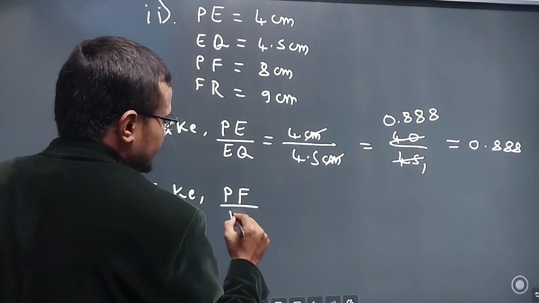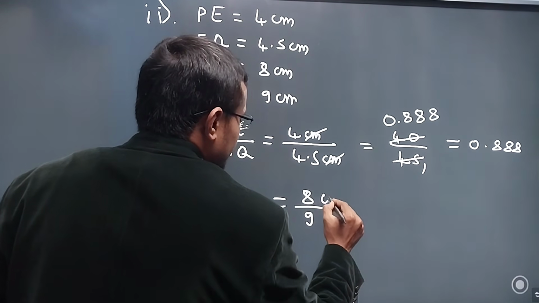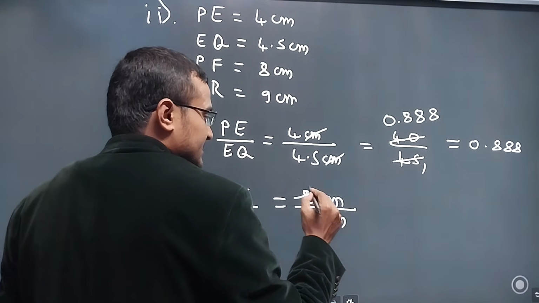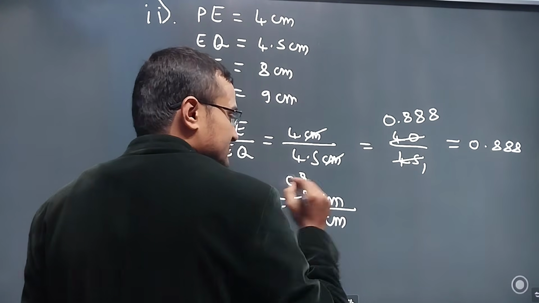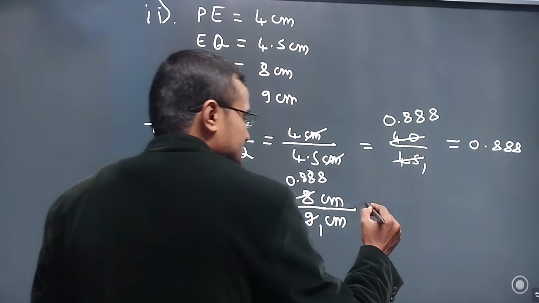So when you take PF by FR, that is equal to 8 by 9, that is 8 centimeter divided by 9 centimeter. So 9 ones are 9, 9 zeros are 0. 9 8s are 72. Again 8 will be remaining, 9 8s are 72.